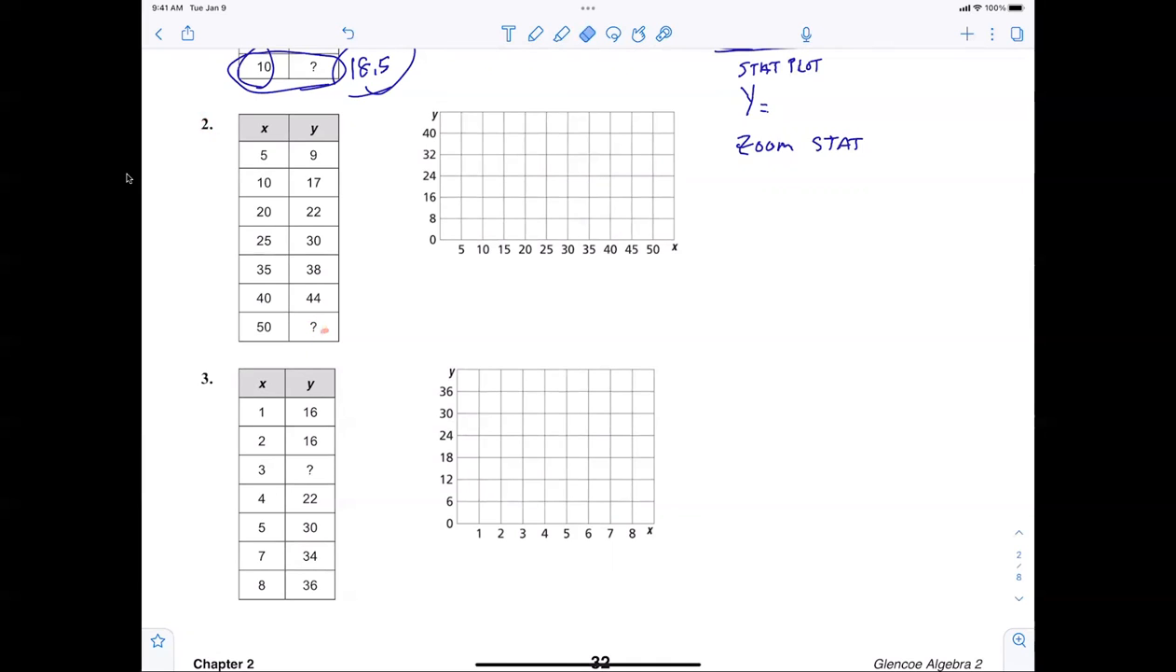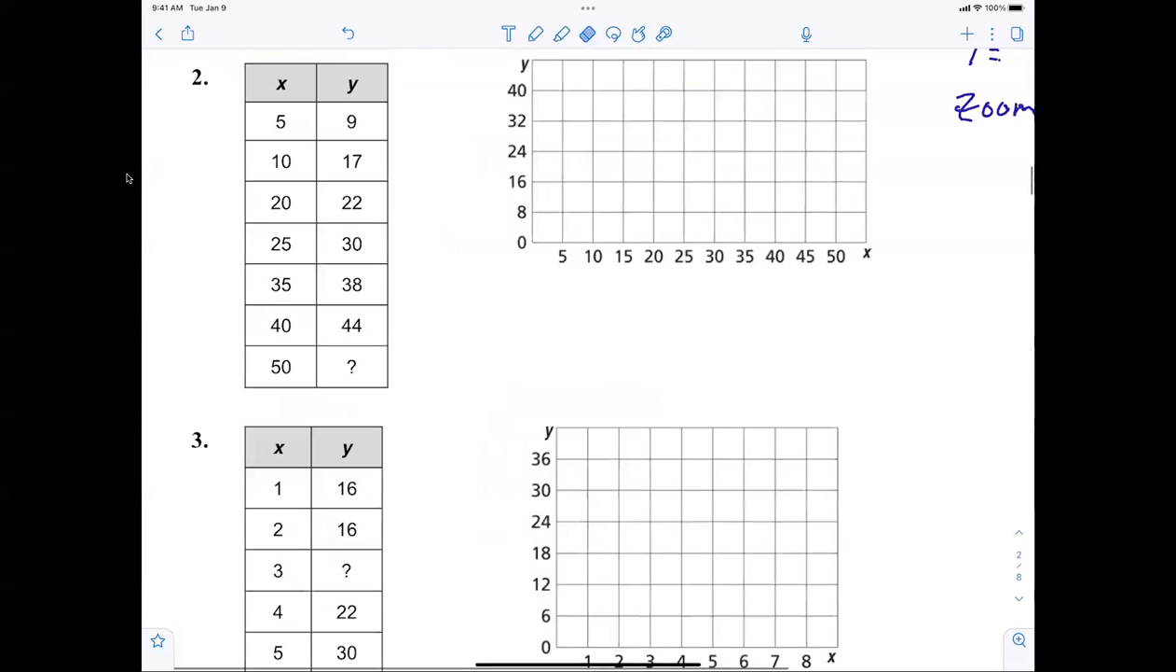Why don't we just not put 3 in the chart? I'm looking at number 2. Type in the x's, type in the y's. What is 50? Somebody said 52.8, roughly.